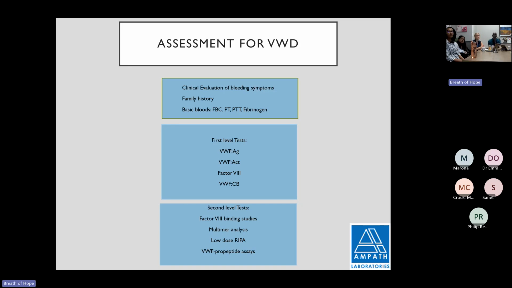The multimer analysis we'll have to send away to Bloemfontein, and they'll confirm if we suspected a 2A or a 2B. Low-dose ristocetin-induced platelet aggregation is just a platelet aggregometry with a low-dose ristocetin. So that all the labs can do to assess, and this we will do to assess type 2B. And then the von Willebrand pro-peptide assays, just to see if your type 1 von Willebrand is actually caused by decreased production or an increase in breakdown or clearance of the von Willebrand.